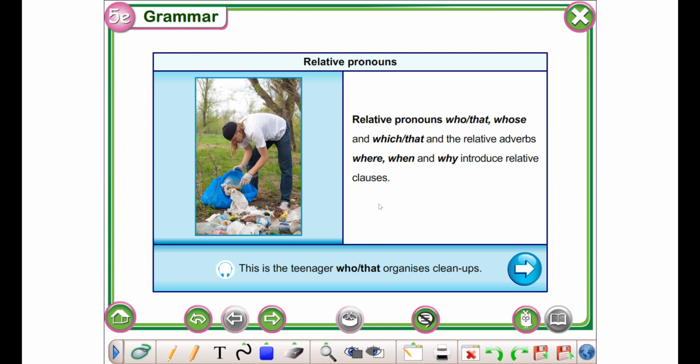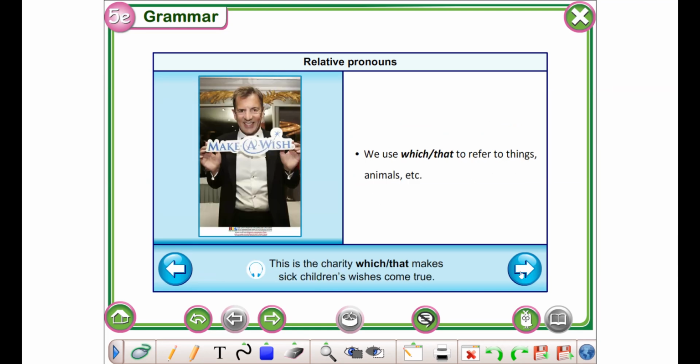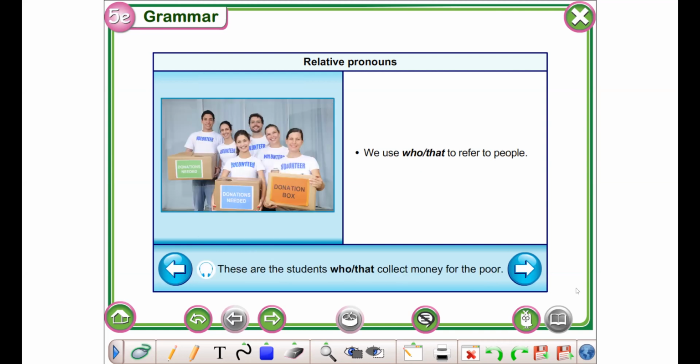Okay. And listen to the example. This is the teenager who organizes cleanups. This is the teenager that organizes cleanups. Okay, that's what they're saying. The next one. We use who or that to refer to people. For example, listen to the sentence given as an example. These are the students who collect money for the poor. These are the students that collect money for the poor. Okay. And if you refer to an object, then instead of who, you should use which. Which is за предмети и за животни.